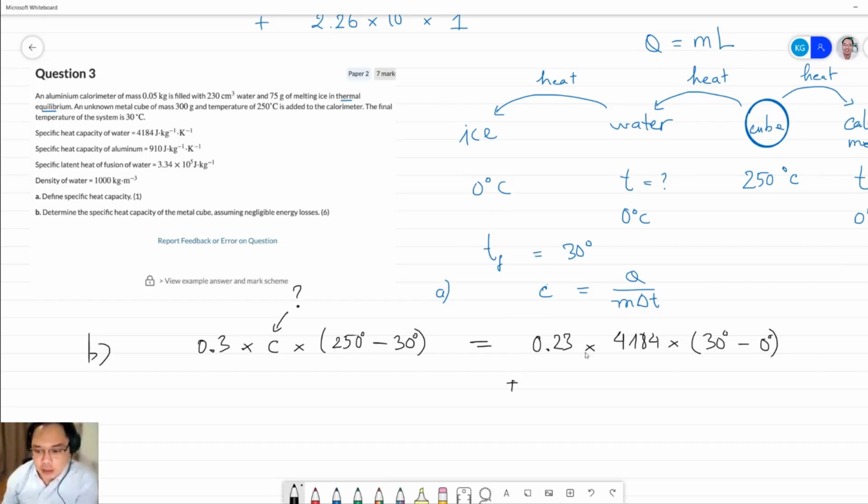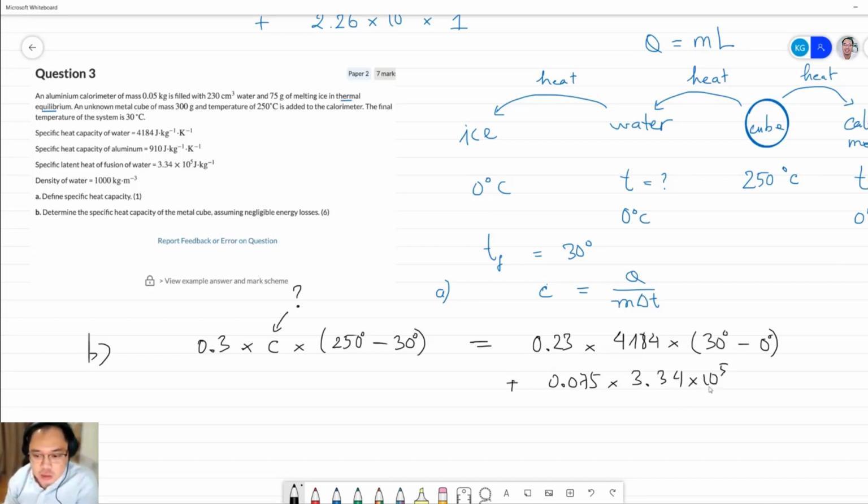Heat gained by the ice, final temperature. You need to melt the ice first before increasing its temperature from 0 to 30. So the heat gained by the ice is 2 parts. Yeah, 2 parts. The mass of the ice is 75 grams, 0.075, times its latent heat of fusion, 3.34 times 10 to the 5.